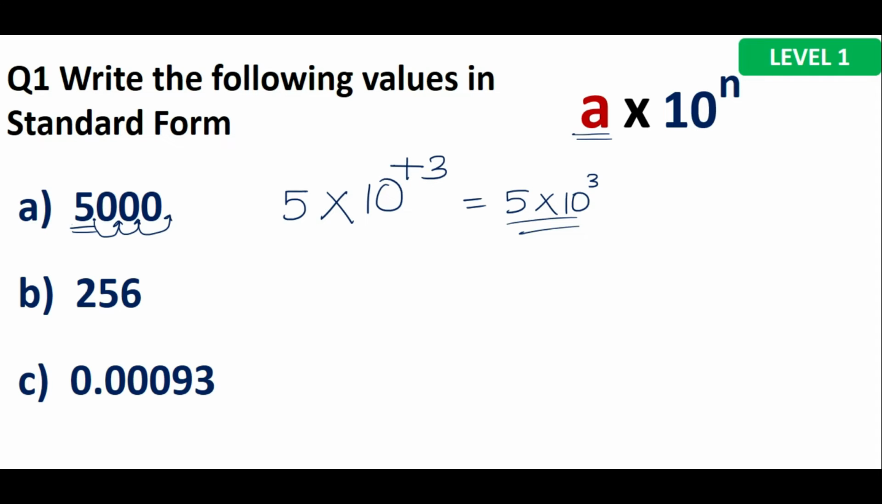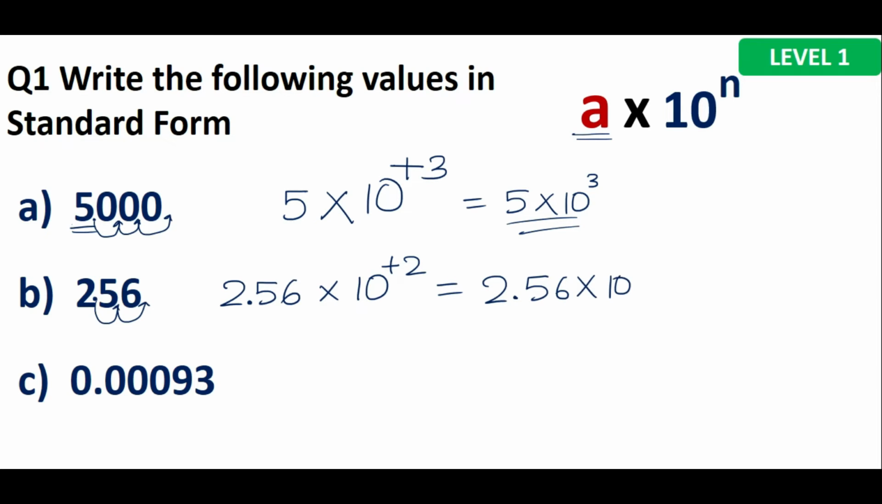256, so I have to take 2.56 as my a, because only that is a value which is less than 10. If I take 25, it's more than 10 too. So my a is 2.56 times 10 to the power of, and this is where I have my decimal now. I have to shift it twice to get back 256, so it's going to be plus 2. Or you can just write 2.56 times 10 to the power 2.